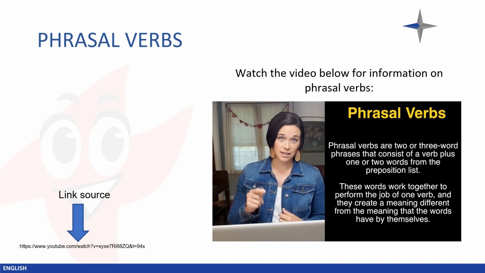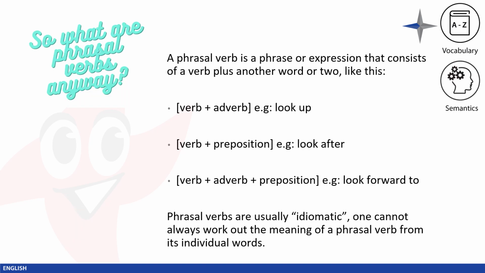All right, I think it's clear, but just watch the complete video if you have more questions. So, what are phrasal verbs anyway? A phrasal verb is a phrase or expression that consists of a verb plus another word or two, like these: verb and adverb. So, look up. When you say look up, you look something up in a dictionary, but if you look, you just look at something. So, look up is search for information in a book or a database.